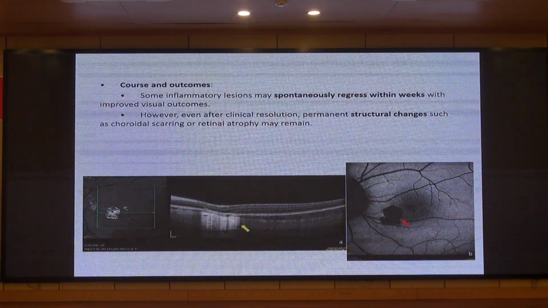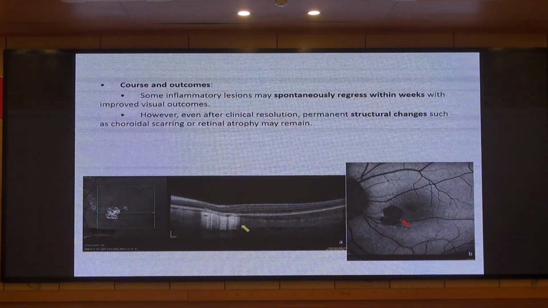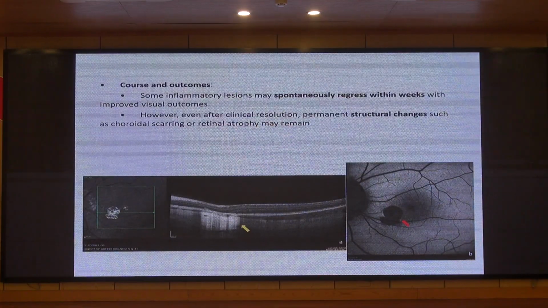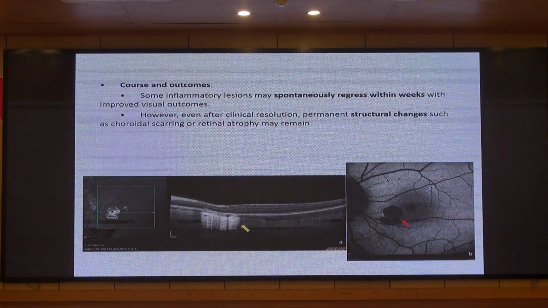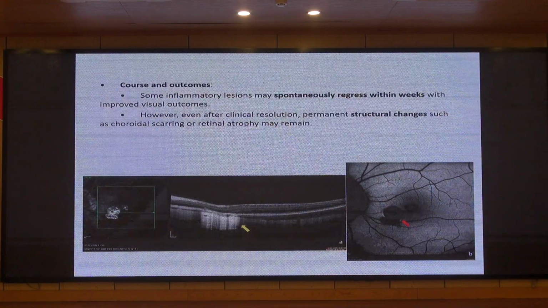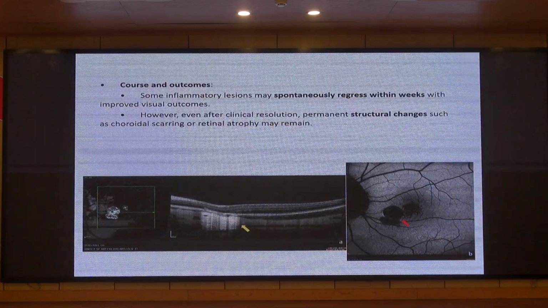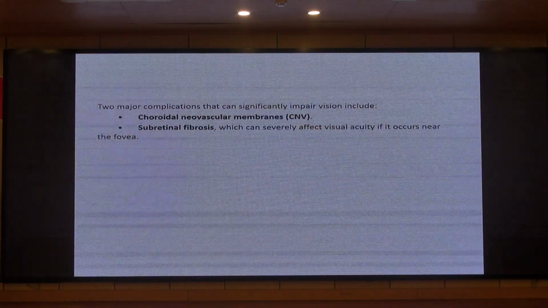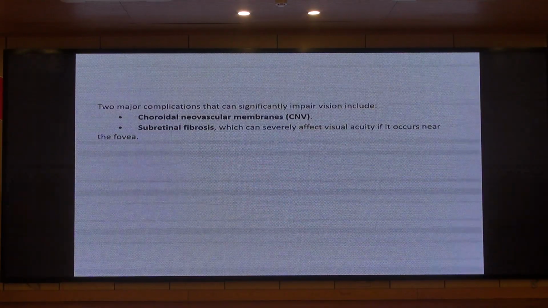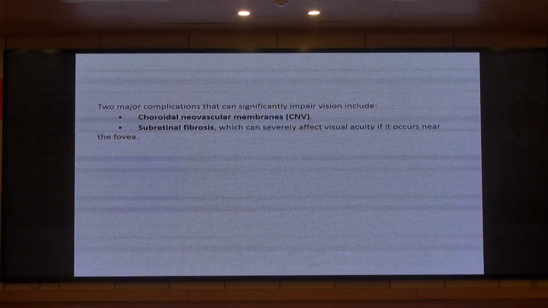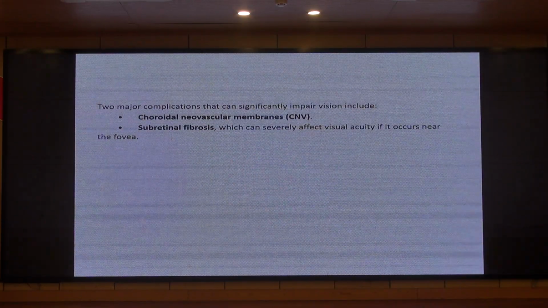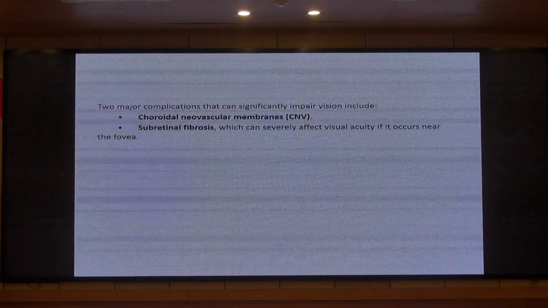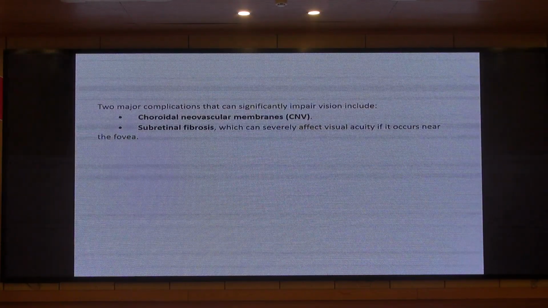High resolution OCT shows the area of scarring and atrophy causing the transmission defect. This region corresponds to the hyper-autofluorescent area in FAF, attributed to the diffuse atrophy of the RPE cells and photoreceptor loss. Complications that can significantly impair vision include choroidal neovascular membrane (CNV) and subretinal fibrosis, which can severely affect visual acuity if it occurs subfoveal.